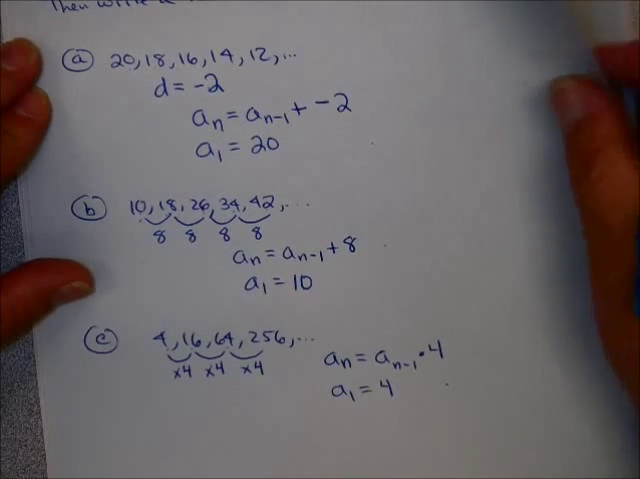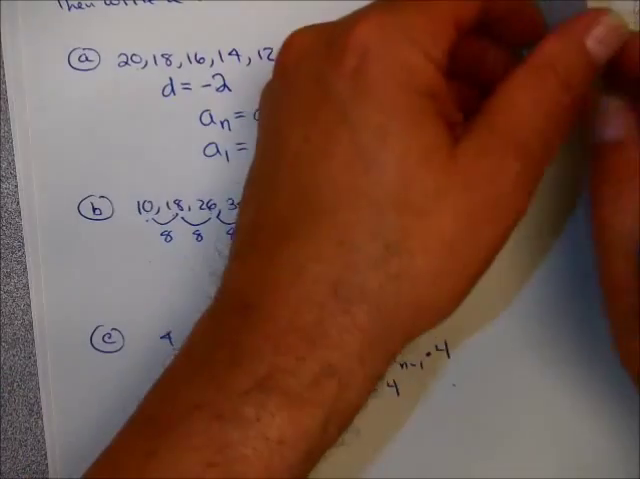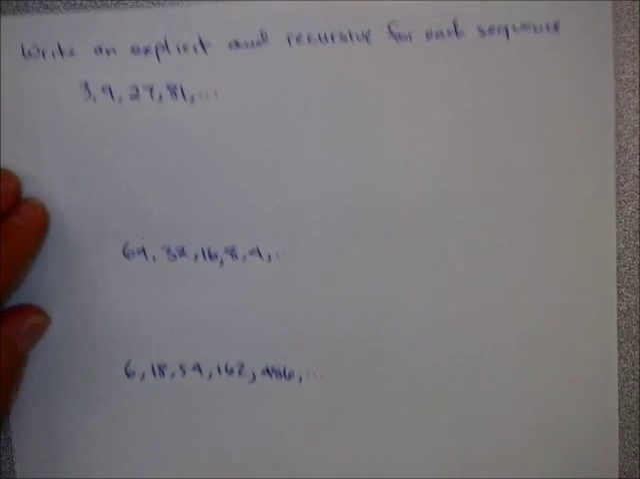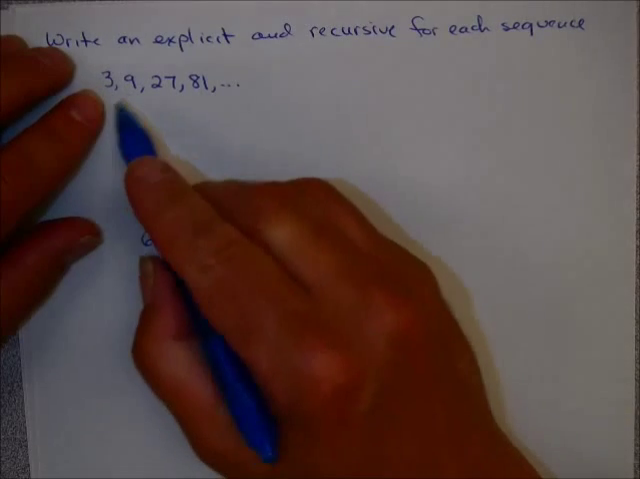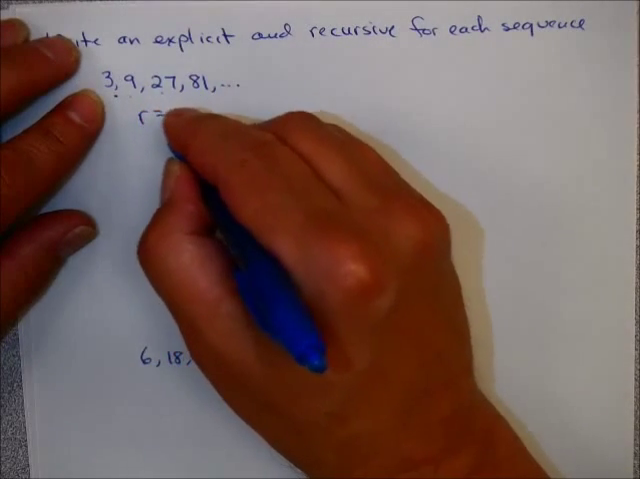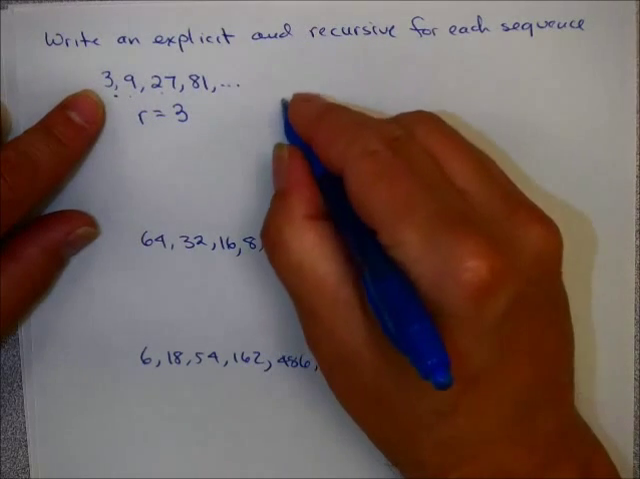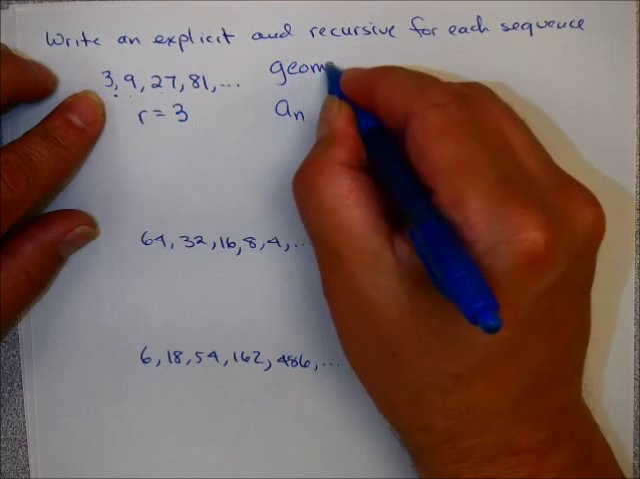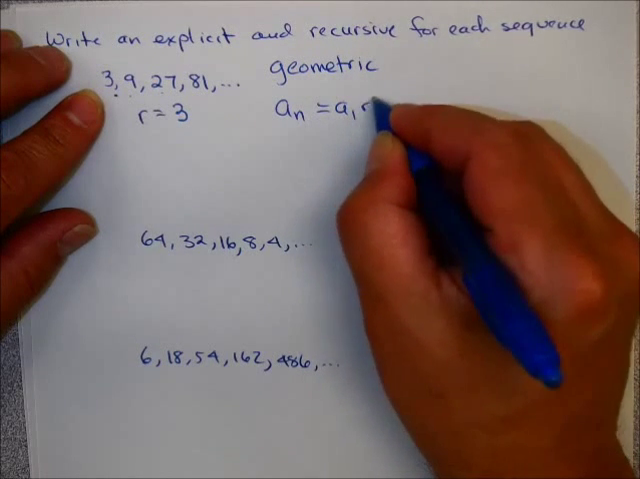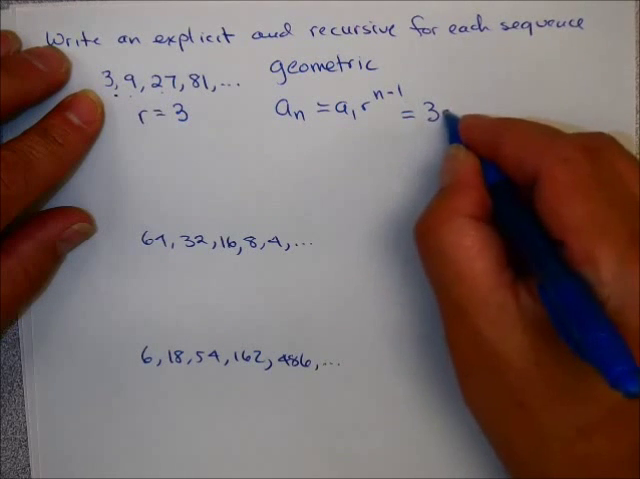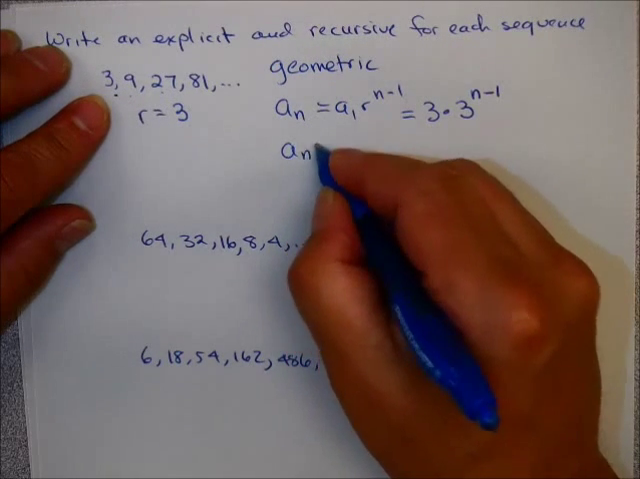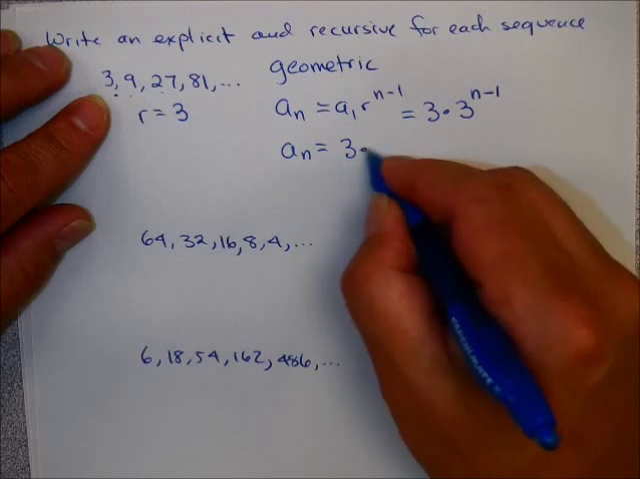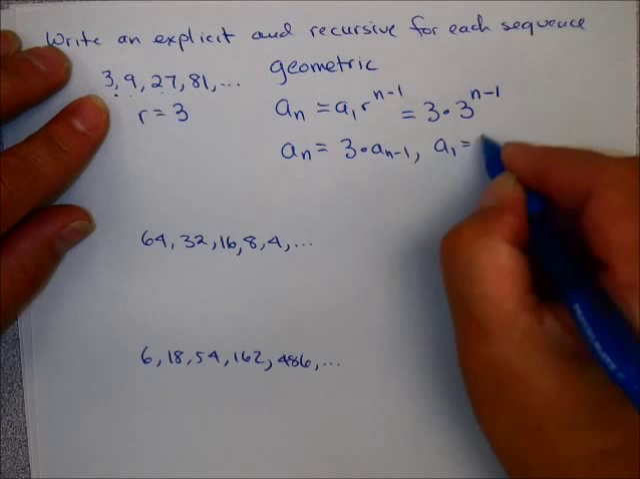All right, let's look at another example from WebAssign as I turn the page here. Write an explicit and recursive form for each sequence. So I need to identify, are these sequences arithmetic or geometric, and then use my formulas. If you look at this, clearly we're multiplying by 3 each time. So this is geometric. An explicit formula is given by this. My first term is 3. My common ratio is 3, to the n minus 1. And a recursive formula is given by the common ratio times a sub n minus 1, where a1 equals 3.